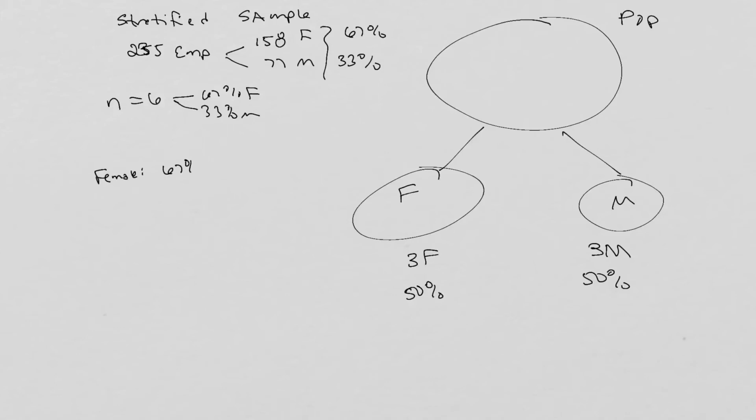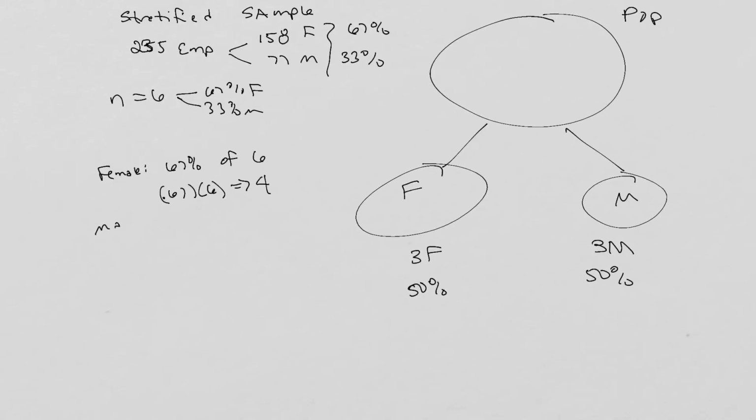I want 67% of my sample size 6, which is 0.67 times 6, which gives me 4.02, which rounds to 4 people, right? And then for the males, I want 33% of 6, which is 0.33 times 6, which is 1.98, so that rounds to 2. Right? And then if you notice, if we set it like this, I have twice as many females as I do males, which represents the population.